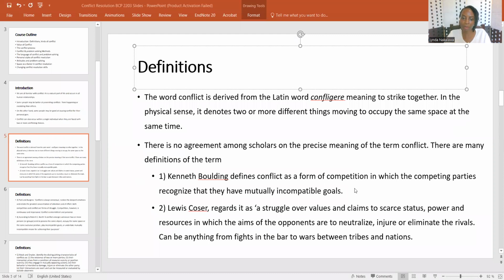Let us look at what other people describe conflict as. Lewis Coser tells us that conflict is a struggle over values and claims to scarce resources. These resources might be status, they might be power, or any other resources. And while these two people are struggling over these resources, they want to neutralize, injure, or eliminate their rival. We want to completely take out the competition.